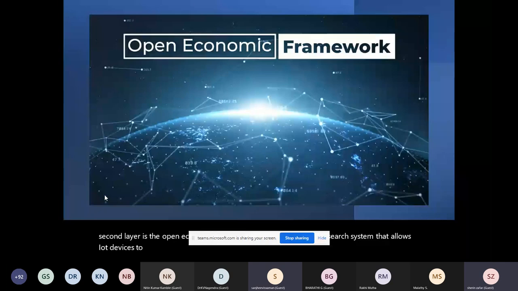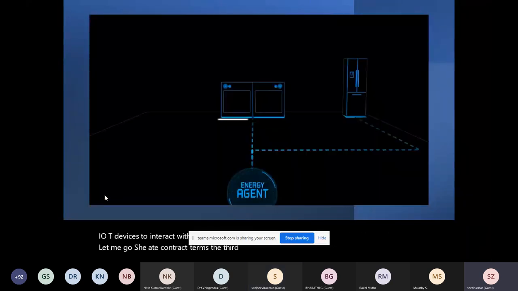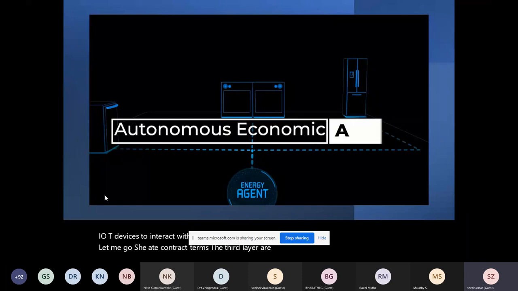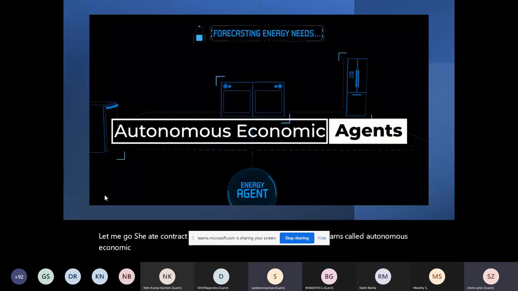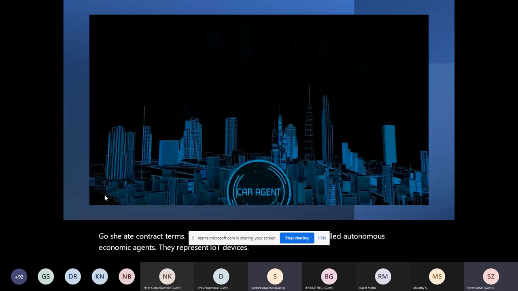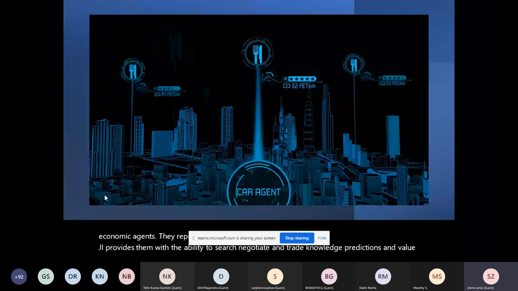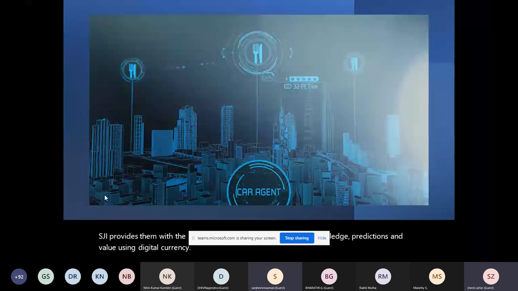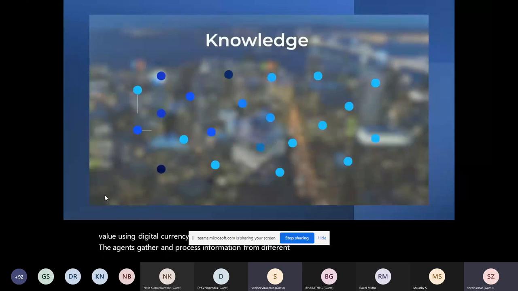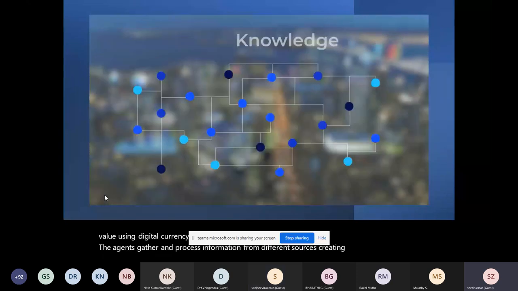The third layer is specialized programs called autonomous economic agents. They represent IoT devices. Fetch AI provides them with the ability to search, negotiate, and trade knowledge, predictions, and value using digital currency. The agents gather and process information from different sources, creating knowledge which delivers valuable insights that make a meaningful impact to our lives.